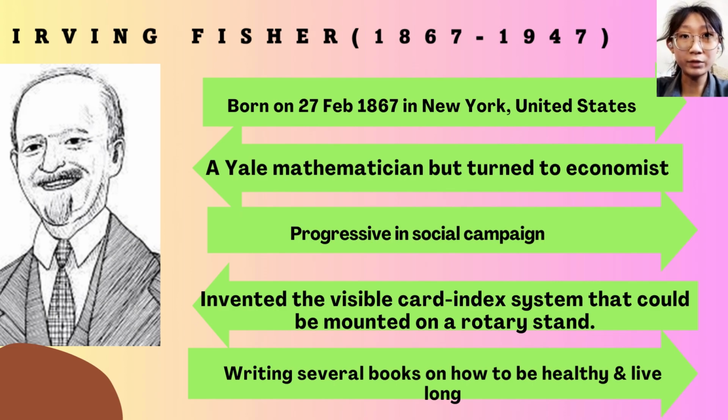Next, I will present Irving Fisher. Irving Fisher is an American economist who was born on 27 February 1867 in New York. He is also a statistician, a young mathematician who turned to economics. He was also progressive in social campaigns. He joined the anti-tobacco crusade, supporting the campaign against alcohol and tobacco. Irving Fisher was also an inventor who created many mechanical gadgets. Last is about Irving Fisher's health and diet. He suffered from tuberculosis in his youth, which led him to explore a popular book on health.